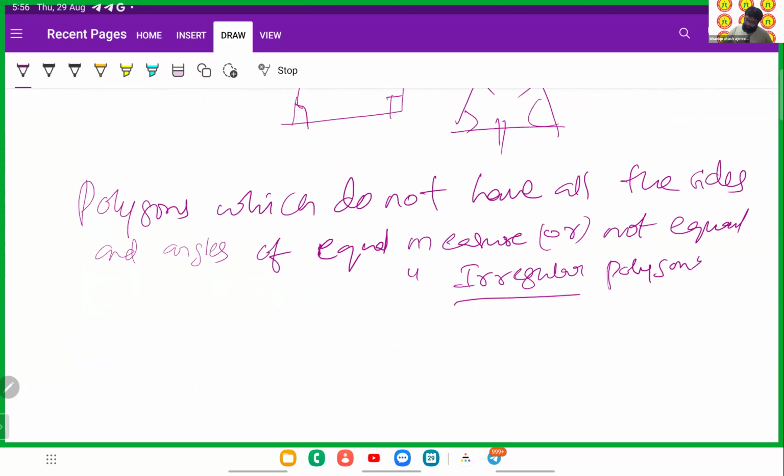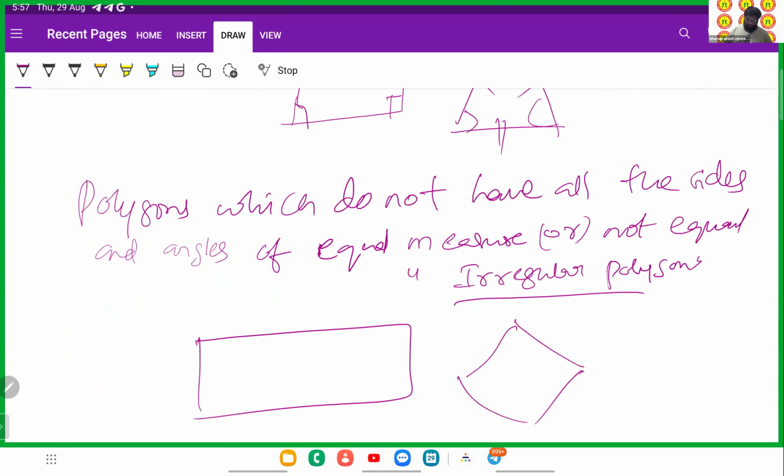So if you see here, a rectangle and a rhombus are irregular polygons. In a rhombus, all sides are equal but angles are not equal.